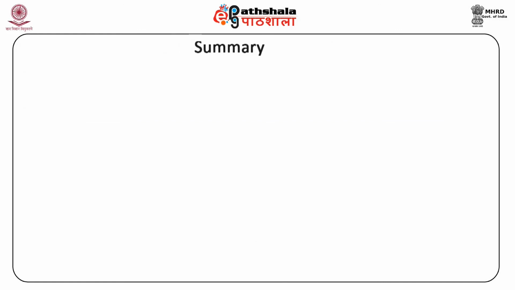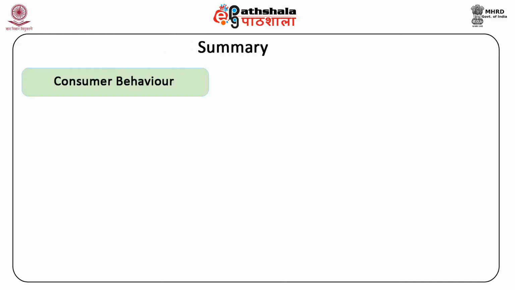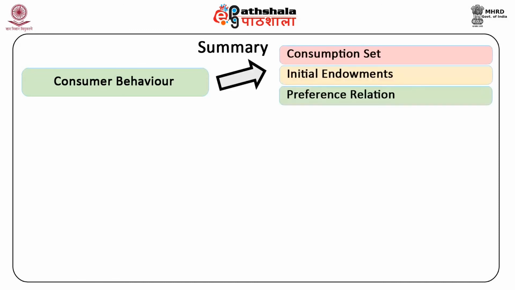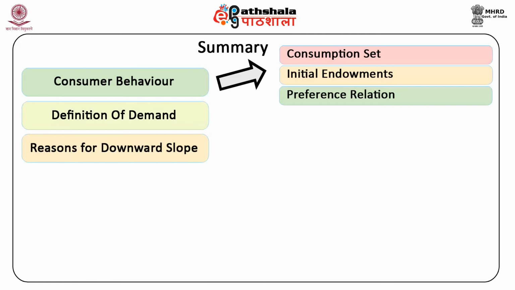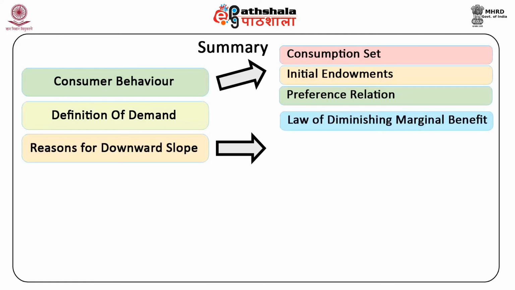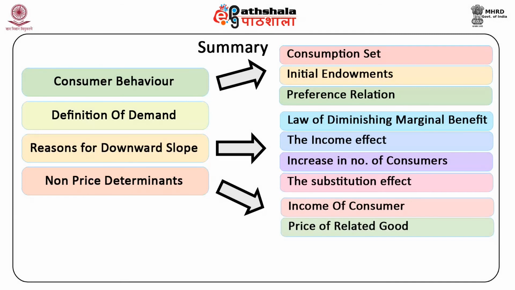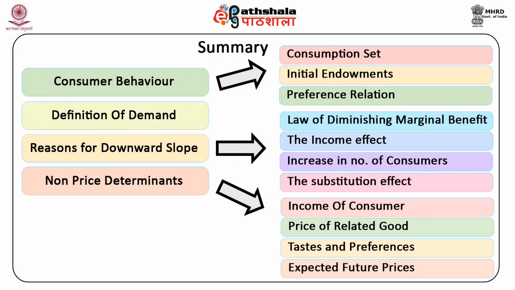To summarize, we studied consumer behavior and its three essential components: the consumption set, initial endowments, and the preference relation. Next, we learned the definition of demand and four reasons for its downward slope: the law of diminishing marginal benefit, the income effect, increase in the number of consumers, and the substitution effect. We also studied the non-price determinants of change in demand, which are income of the consumer, price of related goods, tastes and preferences, and expected future price. Finally, we have learned about the demand equation and the law of demand.